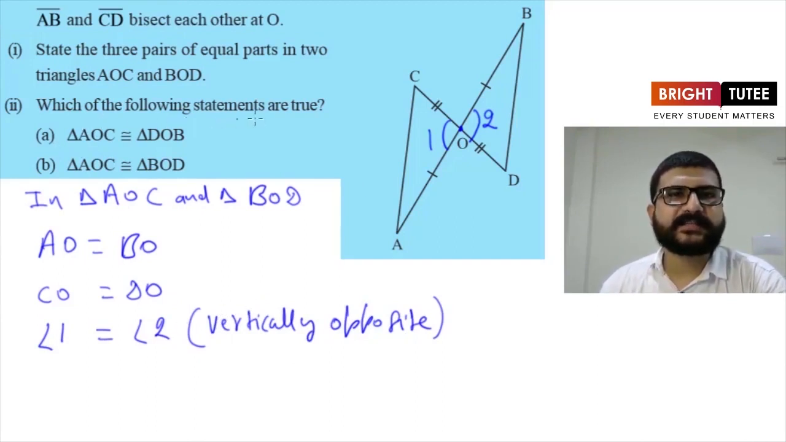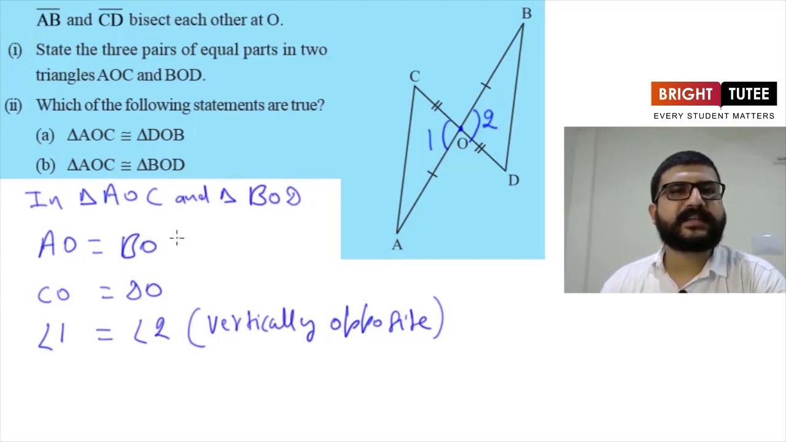Now the second question here is, which of the following statements are true? The first statement is triangle AOC is congruent to triangle BOD, and the next one is triangle AOC is congruent to triangle BOD. The first one is triangle AOC is congruent to triangle DOB, and the second one is triangle AOC is congruent to triangle BOD. So basically what we have to do now, we have to get symbolic representation of congruency relation.